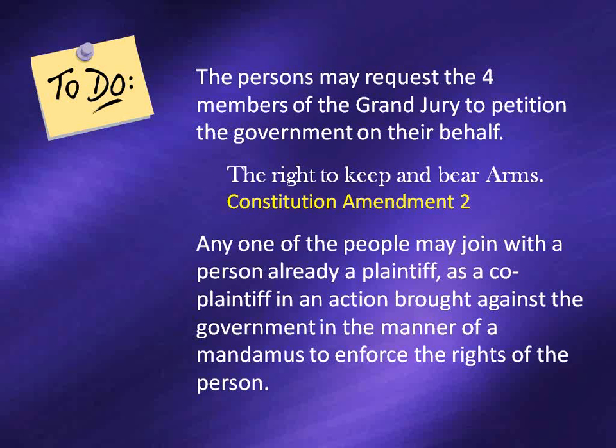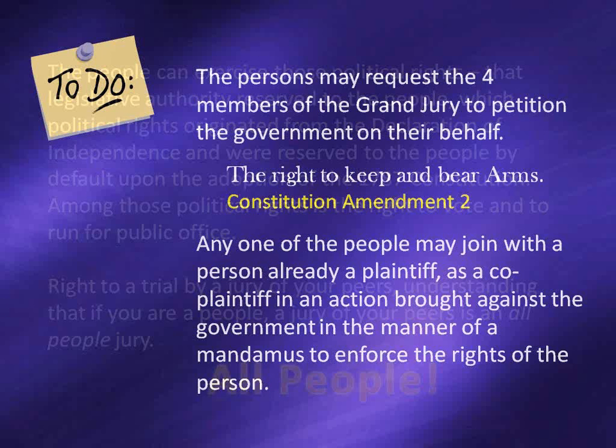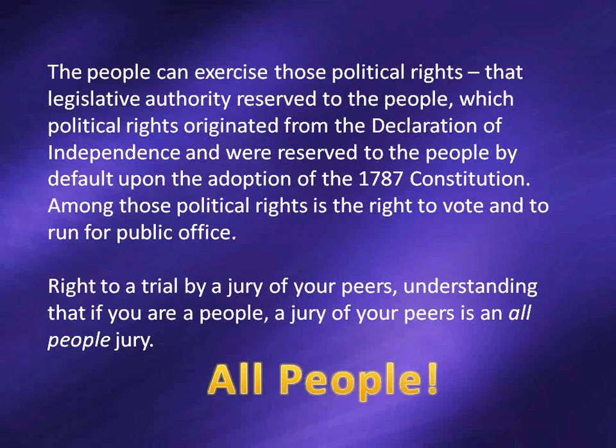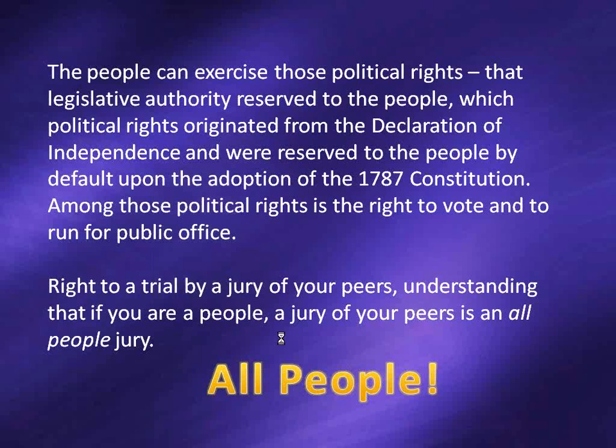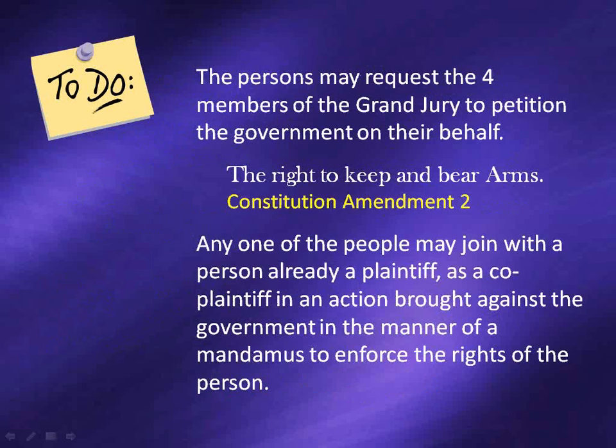Amendment 2. Any one of the people may join with a person that's already a plaintiff, may join as a co-plaintiff in an action brought against the government in the manner of a mandamus to enforce the rights of the persons. Any one of the people can require the Attorney General to represent him in court, even if the people has joined with a person already a plaintiff, as a co-plaintiff in an action brought against the government in the manner of a mandamus to enforce the rights of the person.